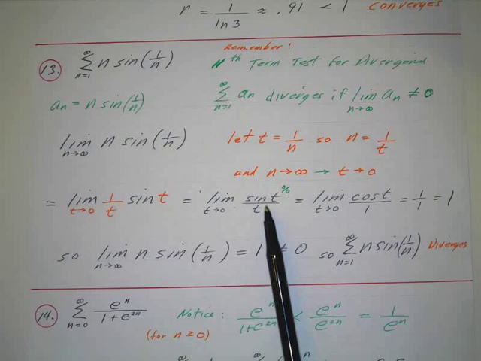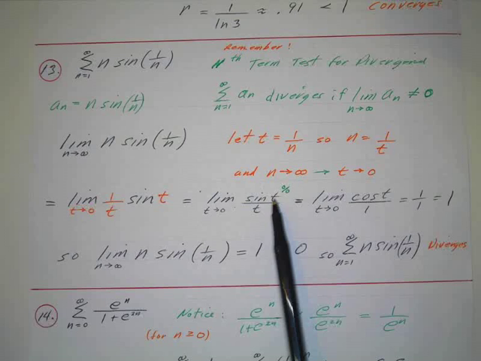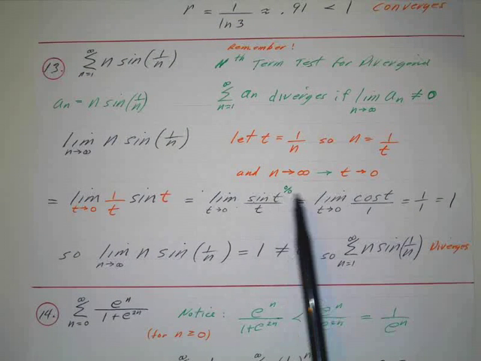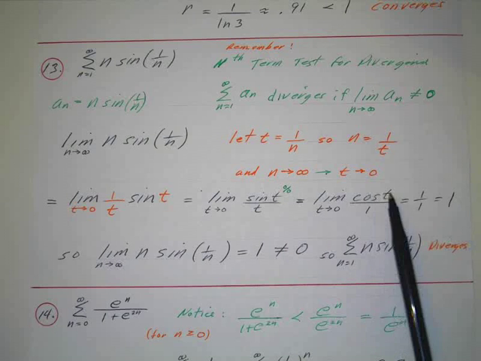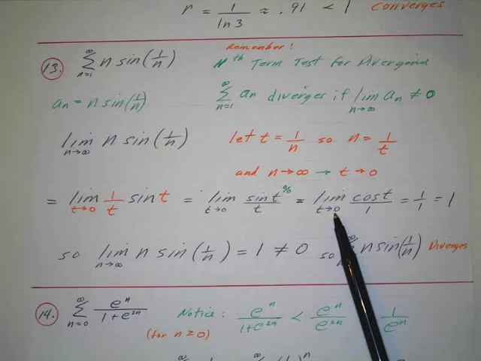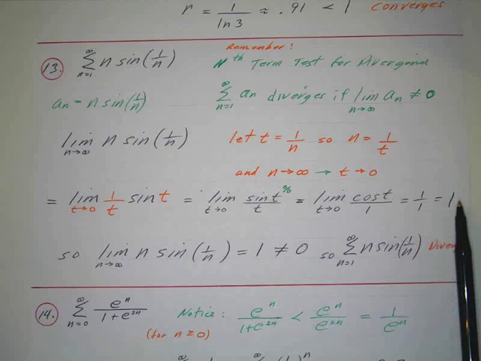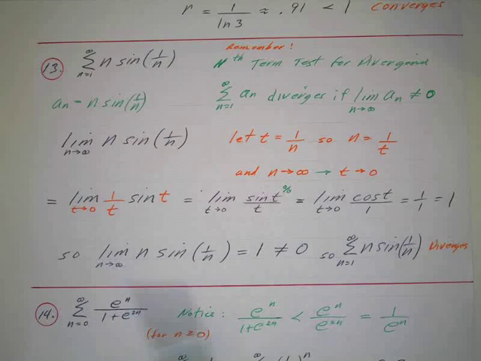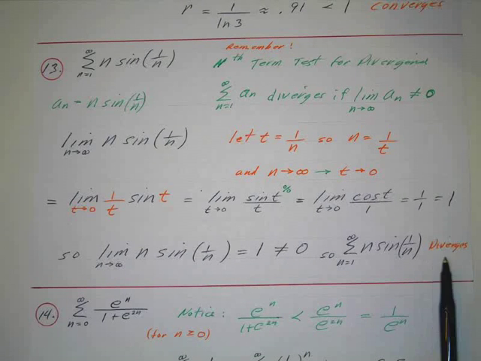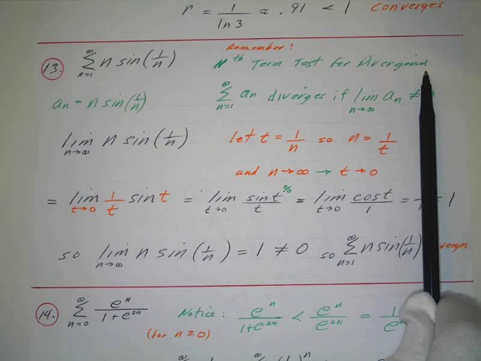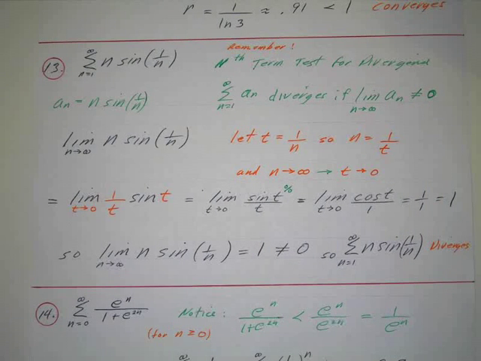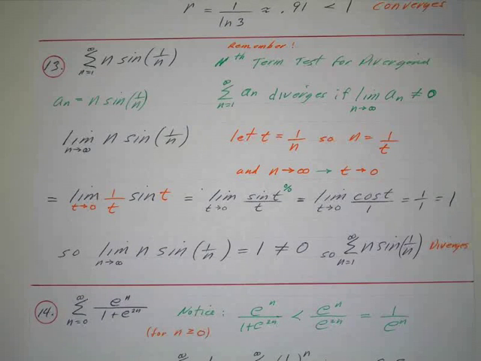And then it ends up with the sine of t over t. If I substitute in 0, I have 0 over 0, so I can use L'Hopital's rule. Or if I forget the limit that we derived, I can use L'Hopital's rule, and I get the limit of cosine t over 1. As t approaches 0, the cosine of t is 1, so I have 1 over 1, which is 1. So since the limit, which is the same thing as this, equals 1, which is not equal to 0, then the summation diverges. And that's by the nth term test for divergence. I wrote it there, and I could write it down here again.